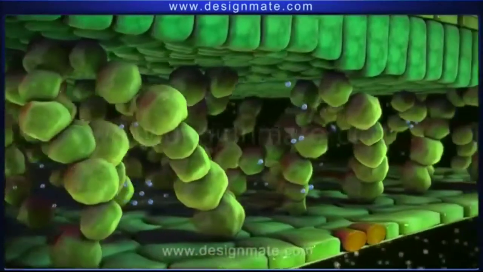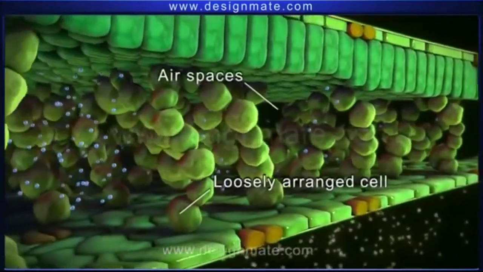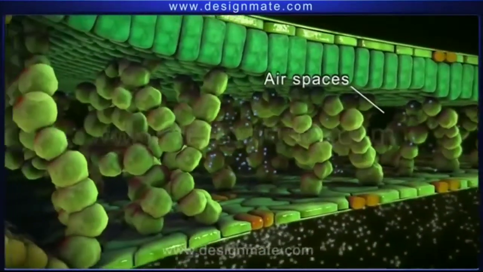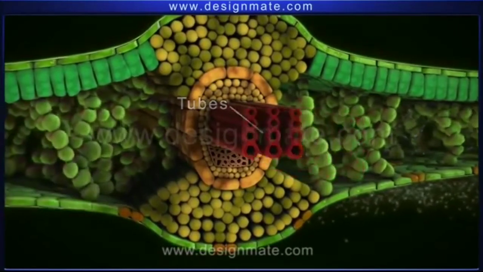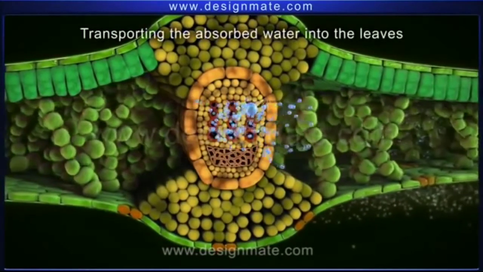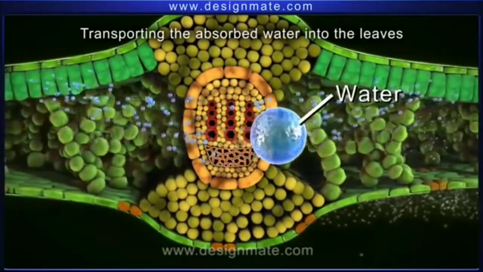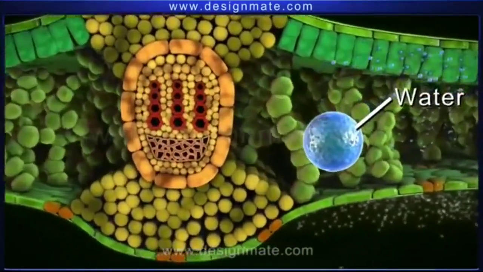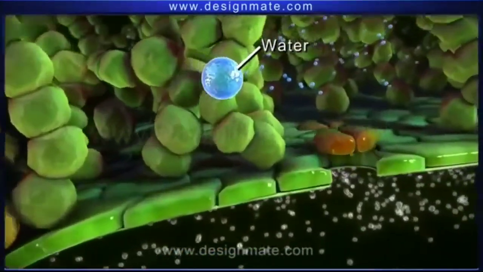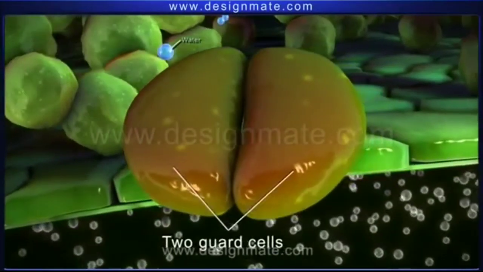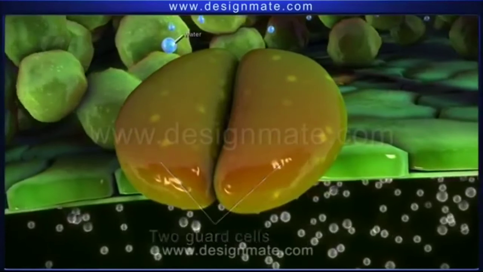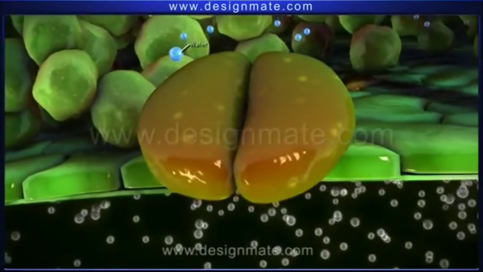The next layer has loosely arranged cells with large air spaces. The section also shows tubes specific for transporting the absorbed water into the leaves. The lower layer has many pores called stomata. Each stoma is surrounded by two guard cells, which regulate opening and closing of the stomata.